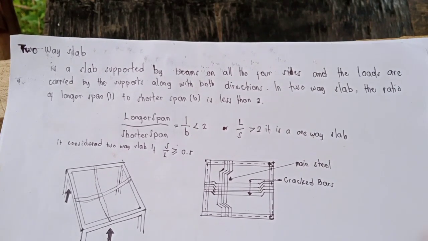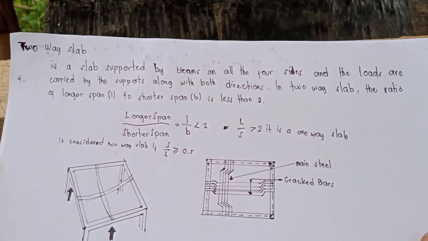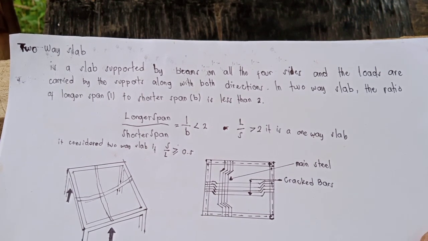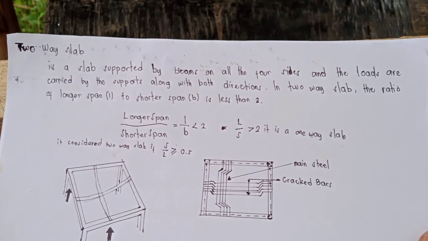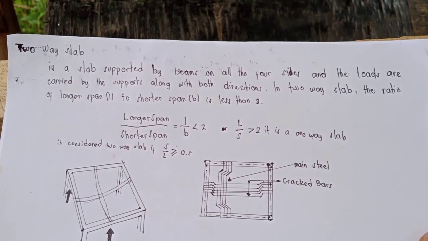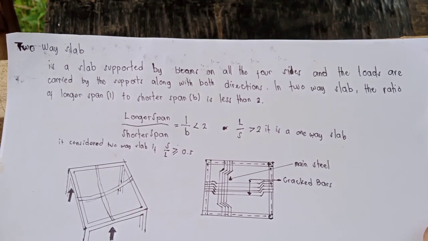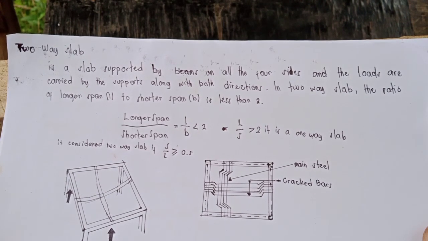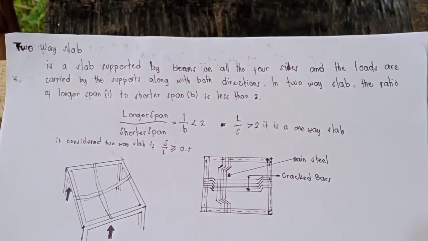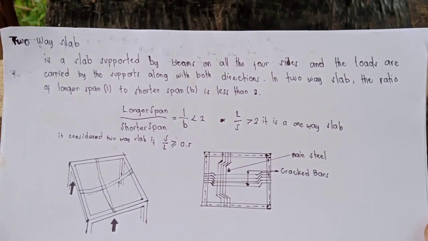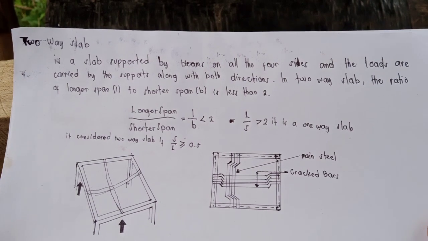Topic is all about two-way slab. It's a slab supported by beams on all four sides, and the loads are carried by the supports along both directions. In a two-way slab, the ratio of longer span L to shorter span B, or you can just use S for short, is less than 2.